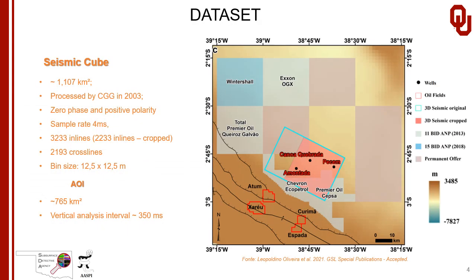This study is based on a 3D seismic dataset in addition to 3 exploration wells drilled for the oil industry between 2012 and 2013. The seismic survey was acquired in 2003 by CGG and covers a large area of the deep water of Ceara Basin. The seismic cube was cropped and covers an area of 765 square kilometers, and the cube was also cropped vertically according to our area of interest.